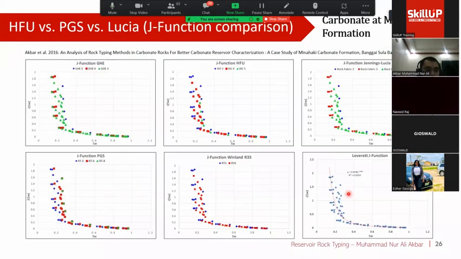Another study, for example, from Akbar et al. 2016, is also carbonate data. We try to compare the J functions in the global hydraulic element, hydraulic flow unit, Jennings-Lucia, Winland R35, and PGS. And it's still the case that in this carbonate data in the Banggai Sula basin, the PGS gives a much better distribution of the rock groups concerning the J function distributions.